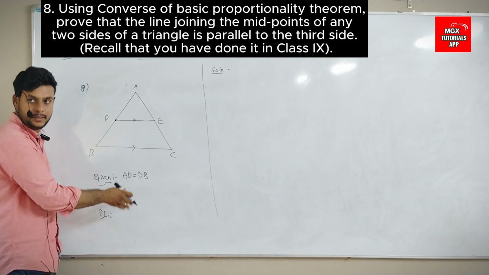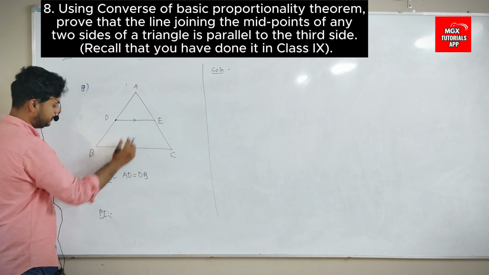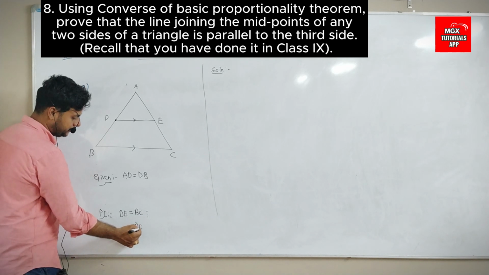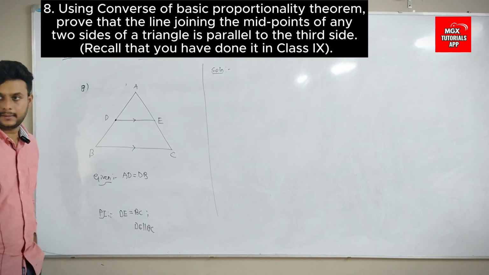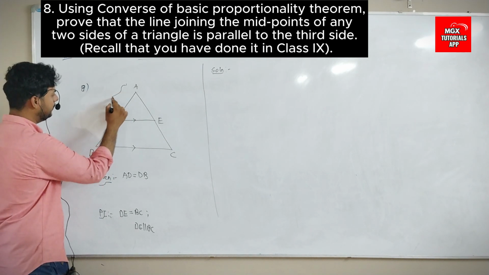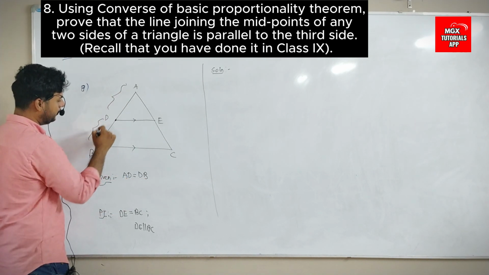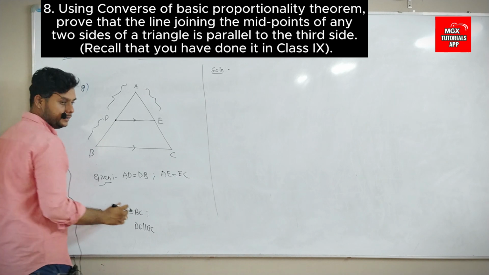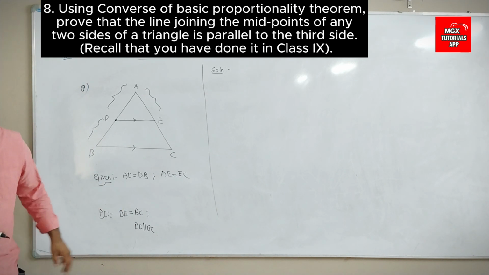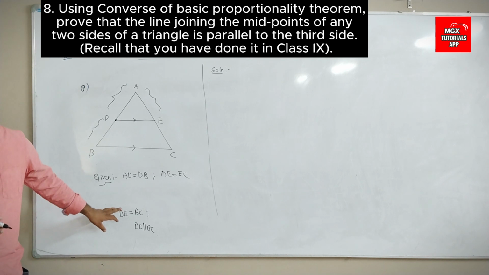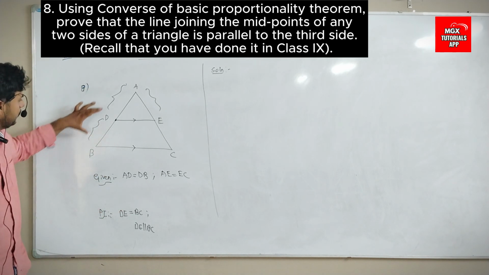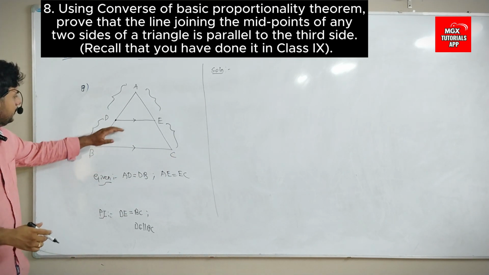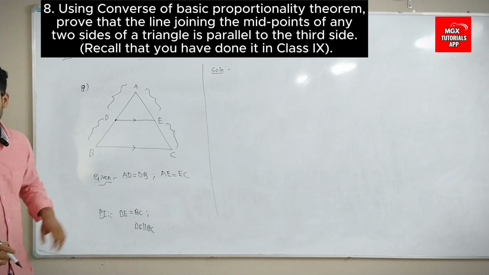Remember? So a similar proof. I should prove DE is equal to BC here, and then I should also prove that DE is parallel to BC. These are the two things. And what is given? AD is equal to DB, and AE is equal to EC. They are telling us to use theorem 6.2. Clear? From theorem 6.2, I know that AD is equal to DB, AE is equal to EC, and I should prove this line is parallel to this and it's equal to that.